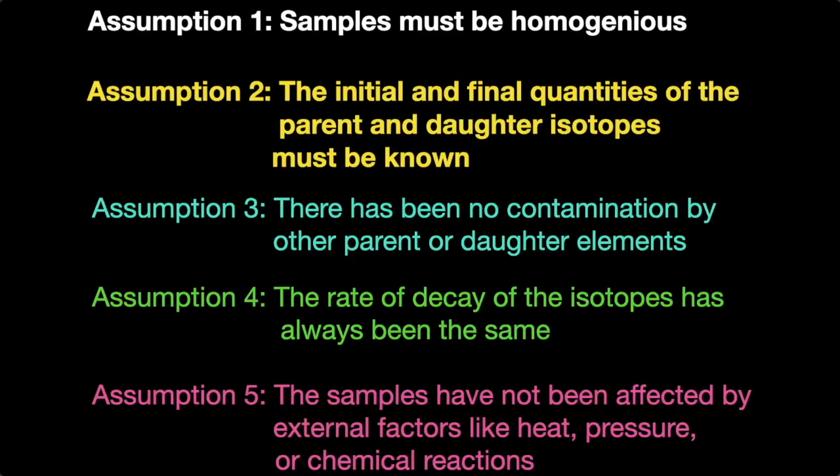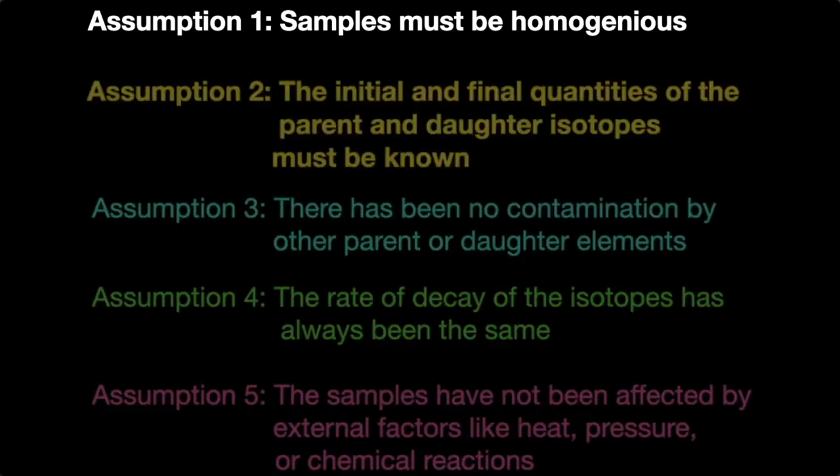There's a popular story that radiometric dating is reliable and accurate. There are many assumptions in radiometric dating. Some methods need more than others, but all need some very basic assumptions. Let's look at just a few. Assumption 1. Samples must be homogeneous.